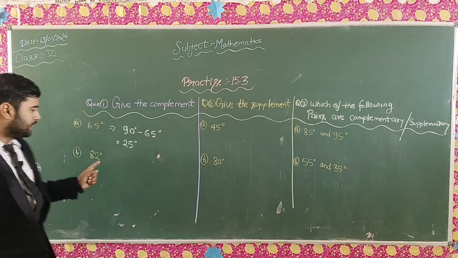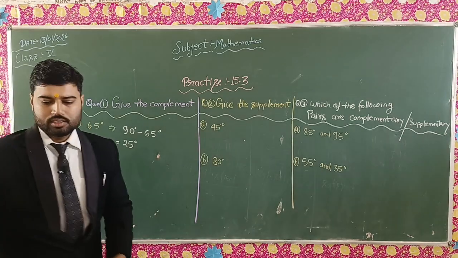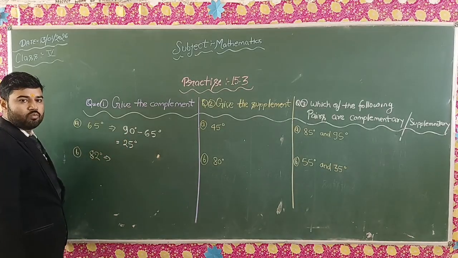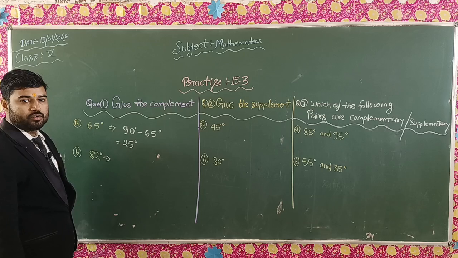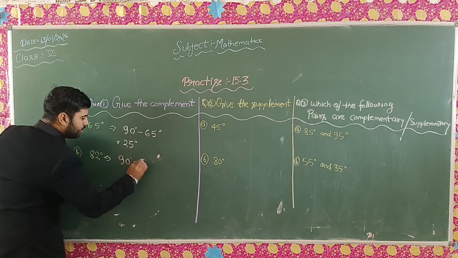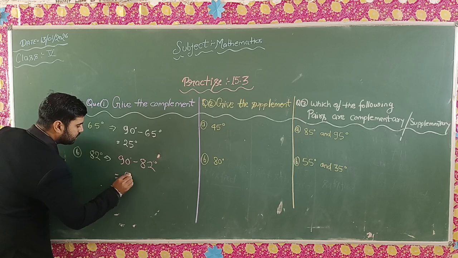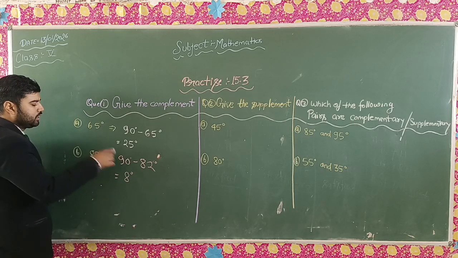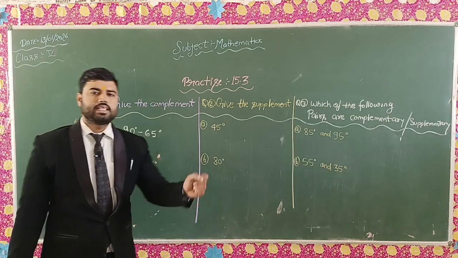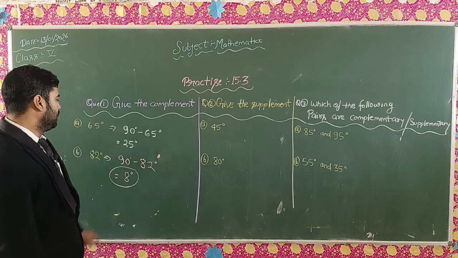Now the next one is 82 degree. Now find out which angle is complement for this angle. What will we do? Very good, we will subtract it from 90 degree. 90 minus 82, and what is the answer? It is 8 degree. And now this is your answer. For complement just subtract the angle from the 90 degree. I hope you all understand very well.